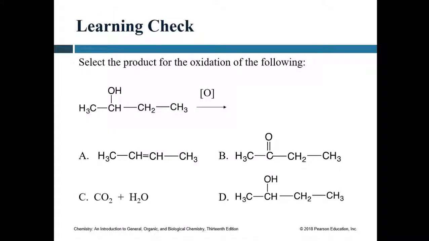So let's do our learning check. Let's see if we can get the right product for the oxidation. So we first have to identify, what is this? Okay, this is an alcohol. It's not a primary alcohol, it's a secondary alcohol. So we know that secondary alcohols, when they are oxidized, form ketones. So we go through here and we look for a ketone, and B is our only answer.